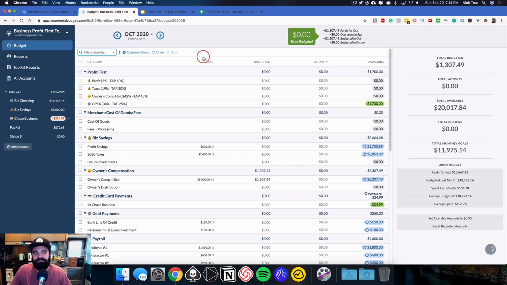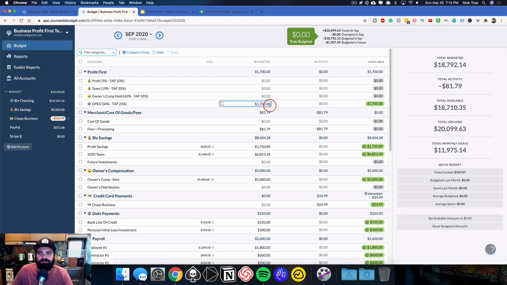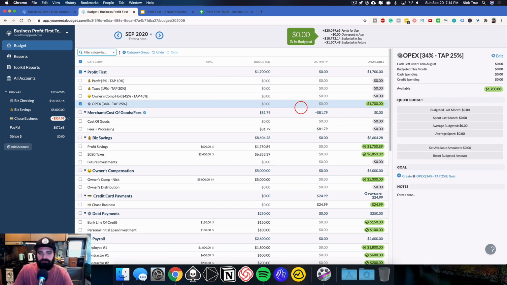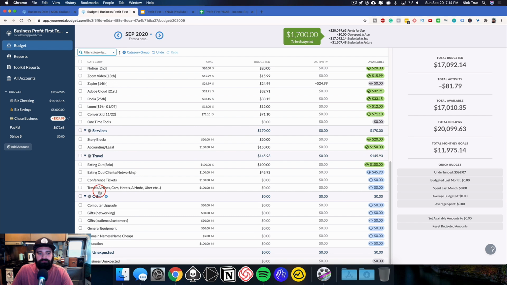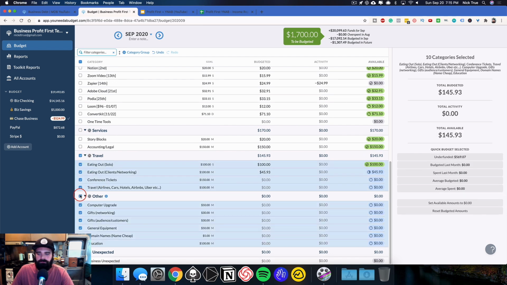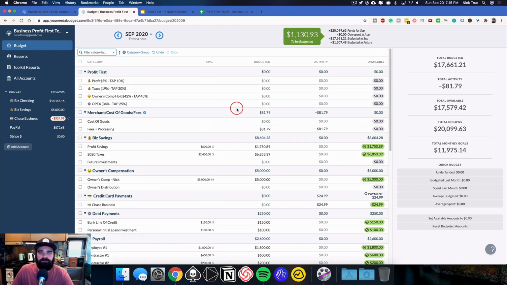So let me go back and show you the exact same thing with OPEX. So for here, again, I'm going to zero this out. I know that this money is operating expenses because I just ran my routine. I'm going to come down here, and I'm going to fund what's left over by clicking underfunded. And now I still have $1130.93 left. And everything is green. I've met all of my goals. And again, we know that this is operating expenses because we ran our routine.